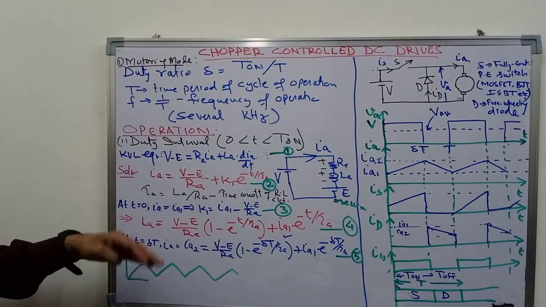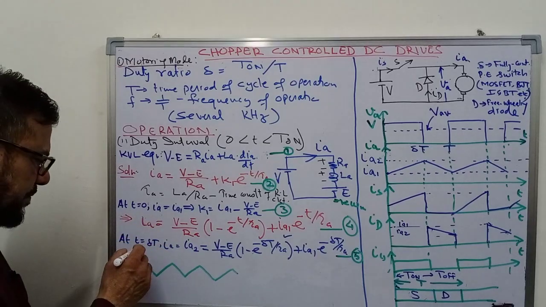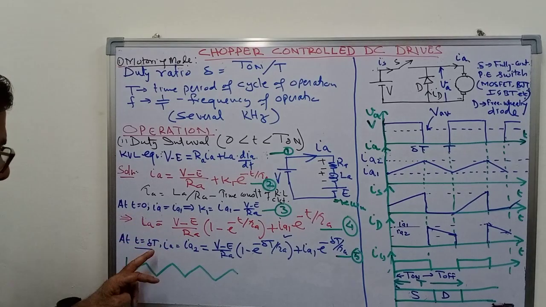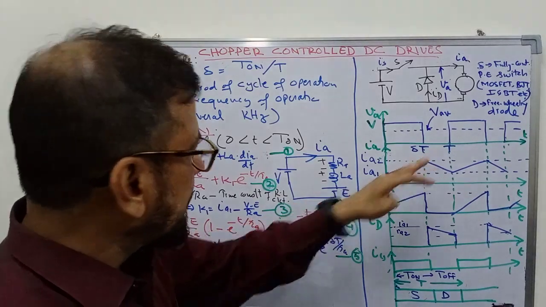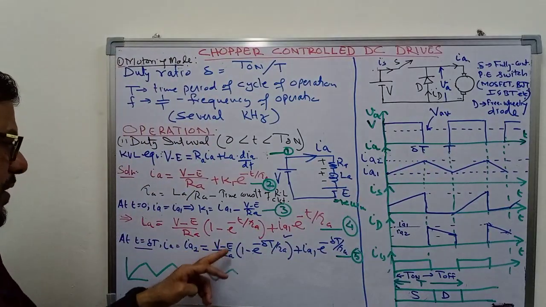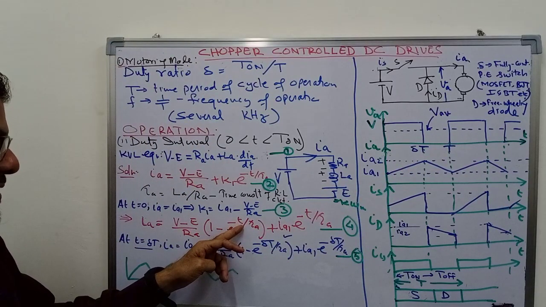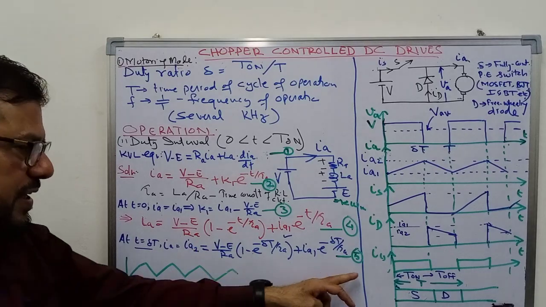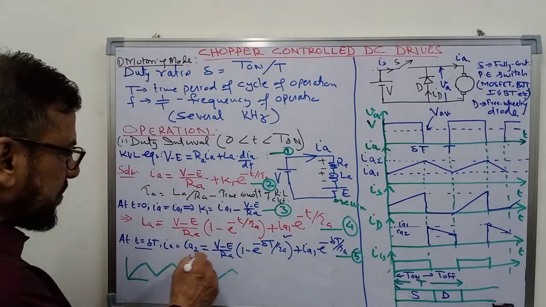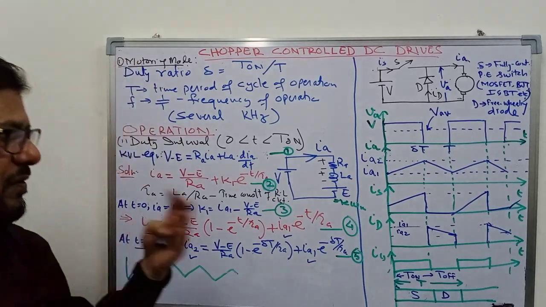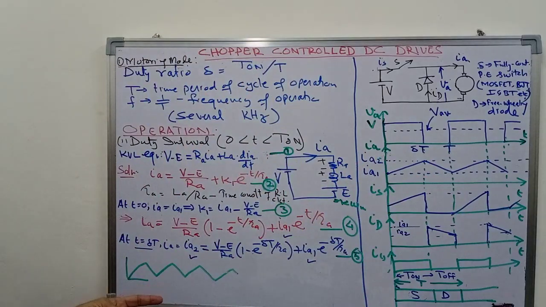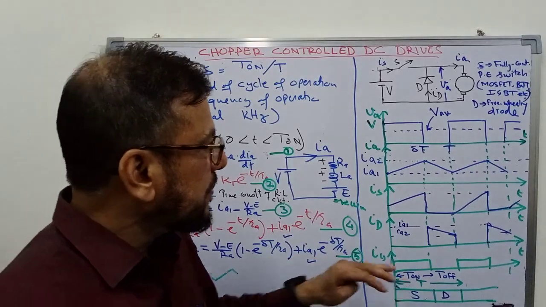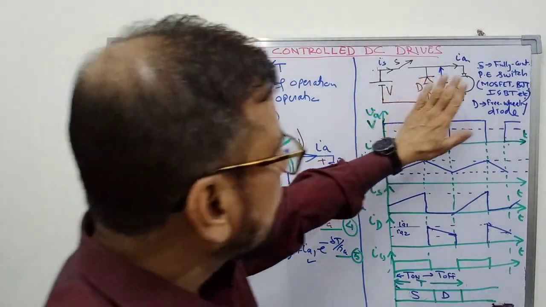At the end of the duty interval, that is t equal to delta t, you can see that the current will be equal to IA2. So IA2 will be equal to V minus E upon RA, just put t equal to delta t here, and this is the equation for the current IA2. So this IA2 is known in terms of IA1. Later on, when we do the analysis for the free-wheeling interval, we can find out another equation, and that can be solved to find the values of IA1 and IA2. So let us first understand this completely.